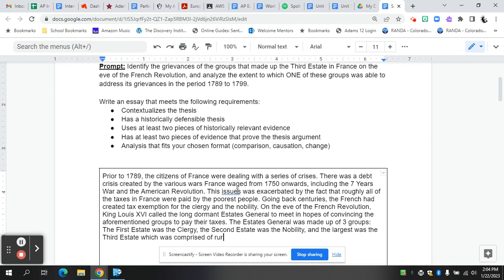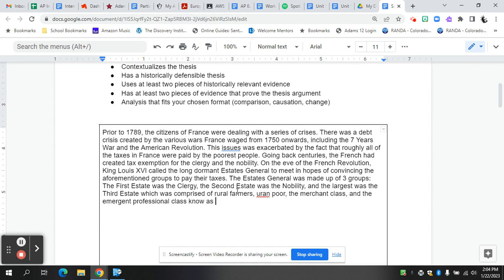So I could say rural farmers, urban poor, the merchant class, and the emergent professional class known as the bourgeoisie. Spell check wants to go with the French spelling. And then in parentheses, I'm going to put lawyers, doctors, etc. All right. So now I've got my groups identified.